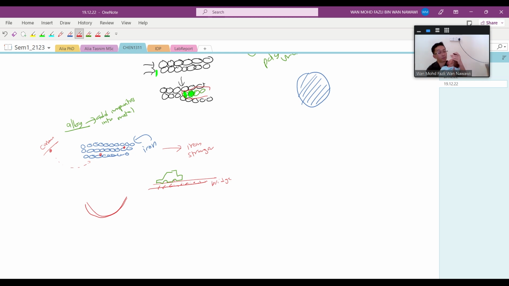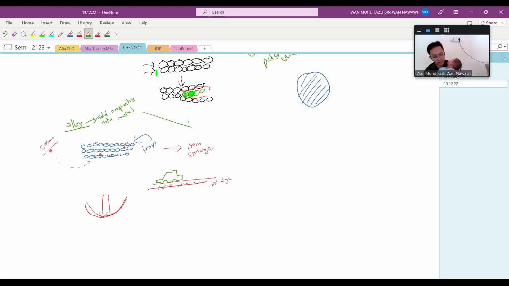Ductility is important, but sometimes we don't want too much. For a structural material, we want some ductility, but not very ductile, because then the structure will just collapse. So that is the purpose of alloying: normally we make alloys in order to increase the strength of the metal.